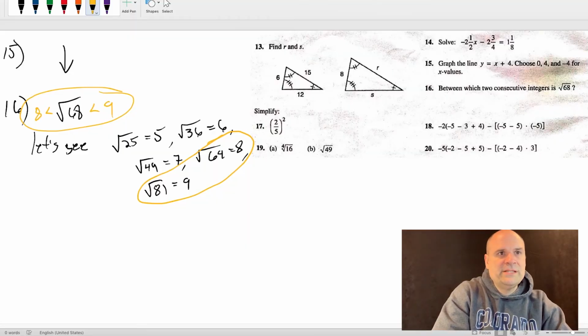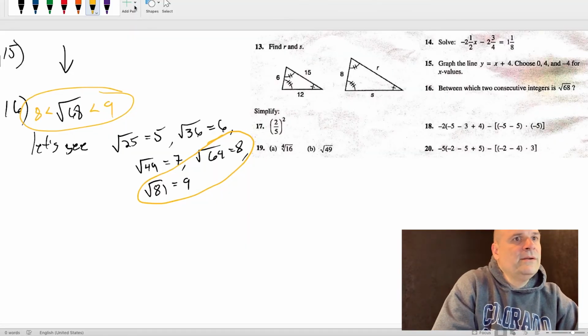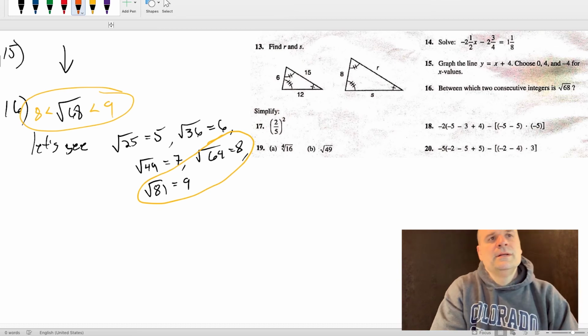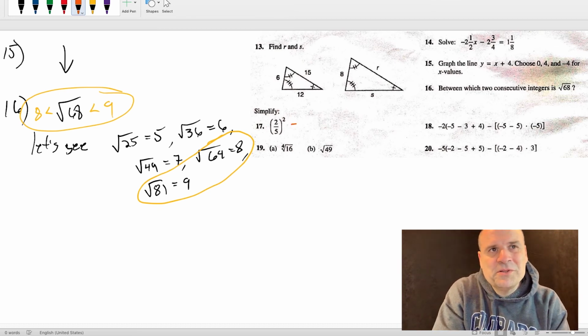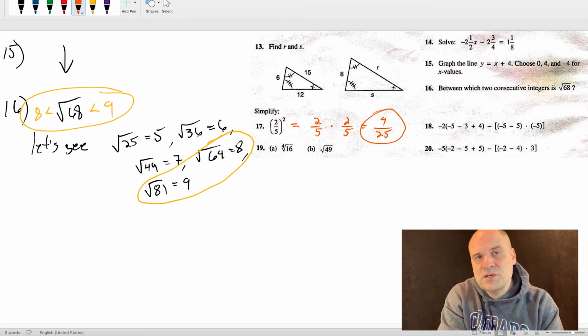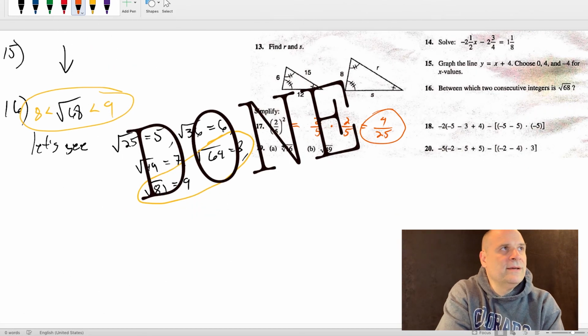All right, number 17. I'm just going to write it over here. So when you're squaring something, you're just multiplying it by itself, right? So 2/5 times itself equals multiply the tops, multiply the bottoms. The shortcut is really it's just 2 squared over 5 squared. That works, okay? All right, let's do number 18.